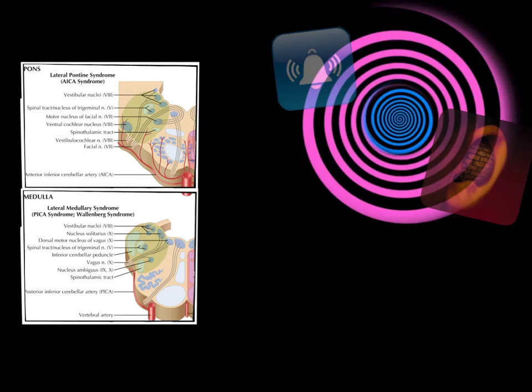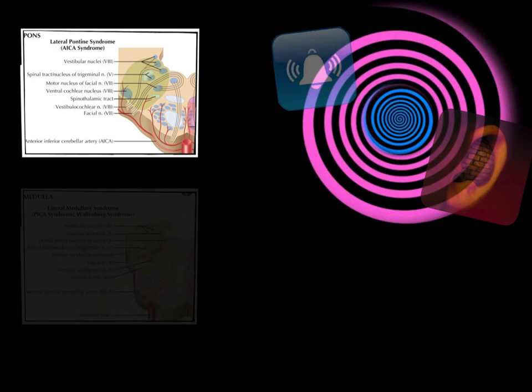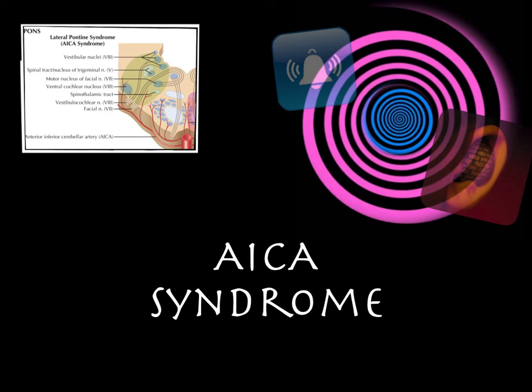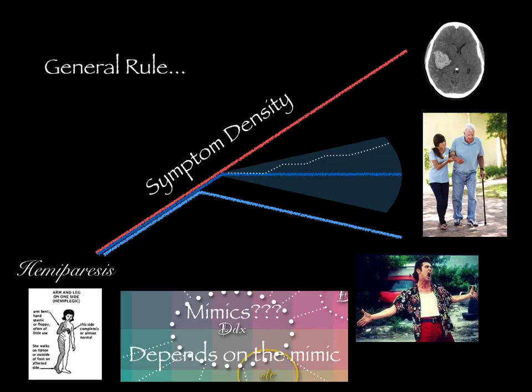If you add to that tinnitus and hearing loss, you now have AICA syndrome. So we're moving up into the pons. This is where cranial nerve 8 lies. You're going to have cranial nerve 7, 8. You may get part of 5. All right, so we've gone over most of our stroke syndromes.